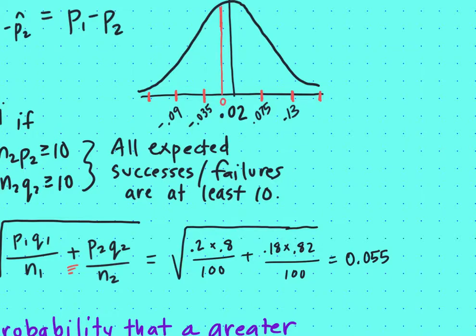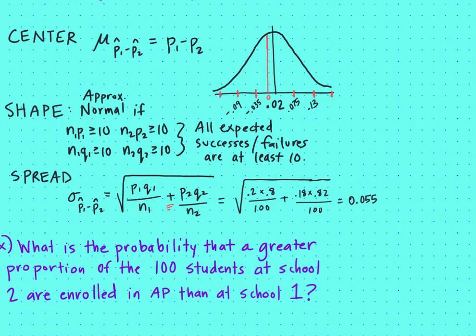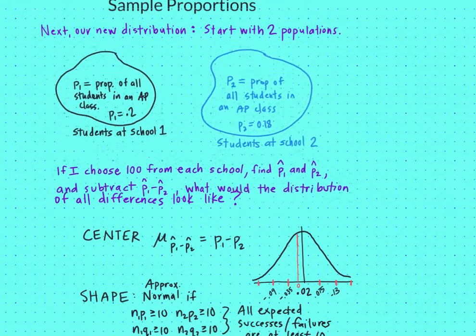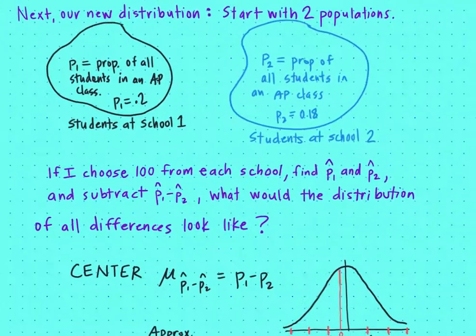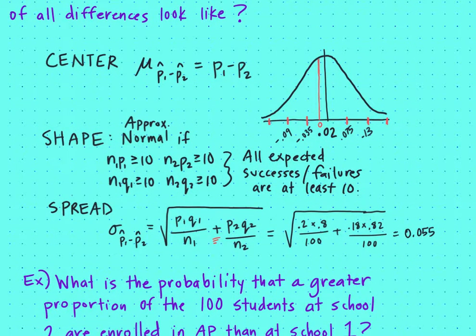So here's my follow-up question, and we'll end this one. This is the center, shape, and spread for the difference in two proportions. Why do we need to know that? So let's say we're picking from these two schools, an 18% and a 20% chance of success. What's the probability that if we choose 100 from each, we will actually get more students in school 2 that are in an AP class? Well, if you look at that, that's on the left-hand side of this graph. This is what I'm looking for in this case. That area right there. If you cross over 0, that 0 is the break-even point.